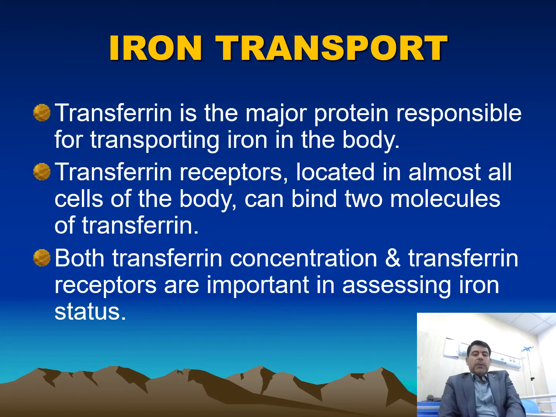Now, how is iron transported? As you know, transferrin is the major protein responsible for transporting iron in our body. Transferrin receptors are located in all cells of our body, or most of the cells, and can bind two molecules of transferrin. Both the transferrin concentration and transferrin receptors are important in assessing iron status in our body.